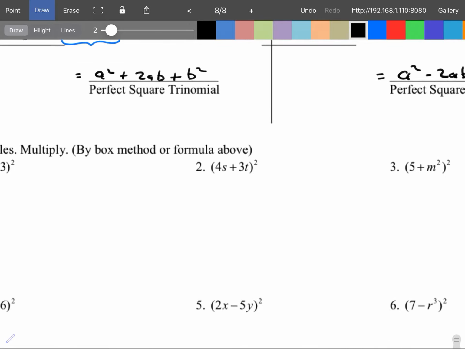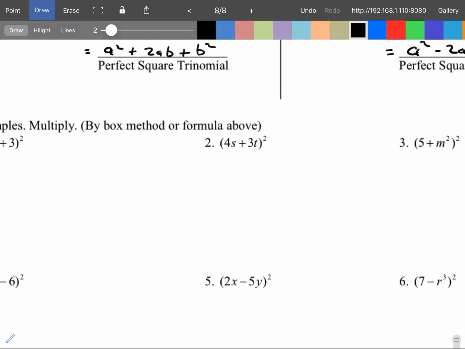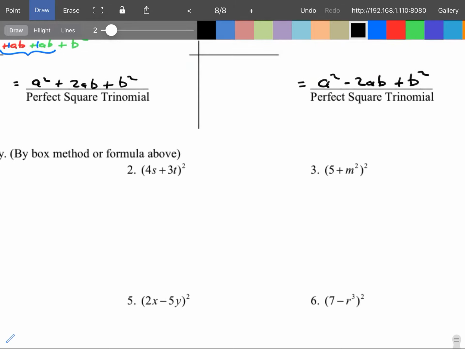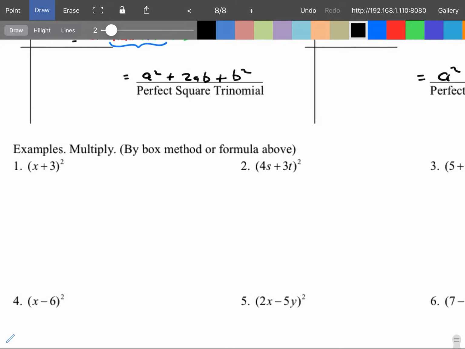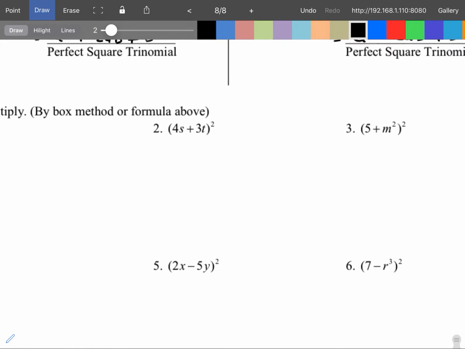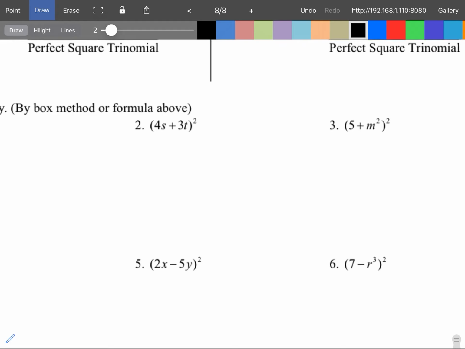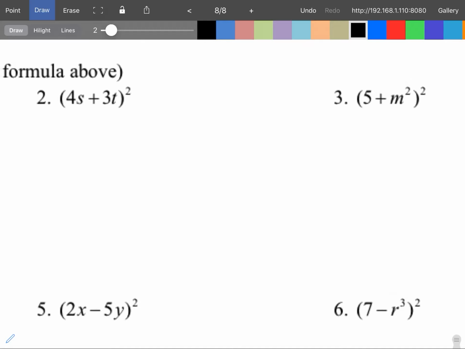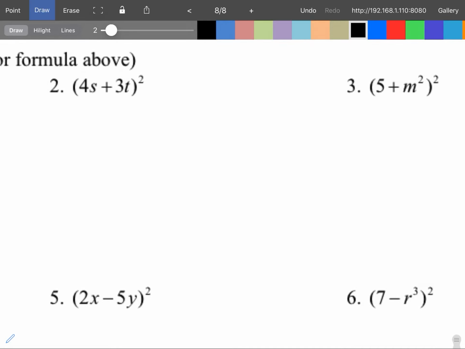All right, so let's do a couple of these examples. I don't think we need to do all these. I like that idea, 2 and 5. On number 2, I'll do it the way we did it yesterday, and then on number 5, I'll use the shortcut. All right, so on number 2.